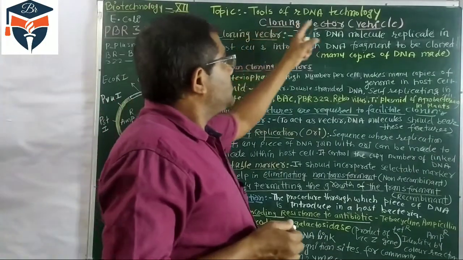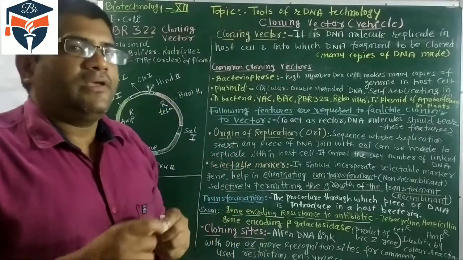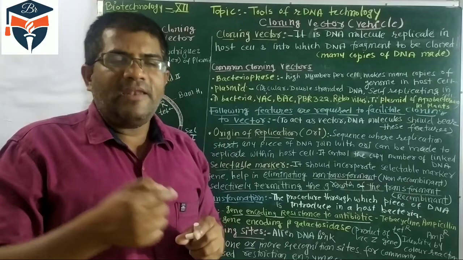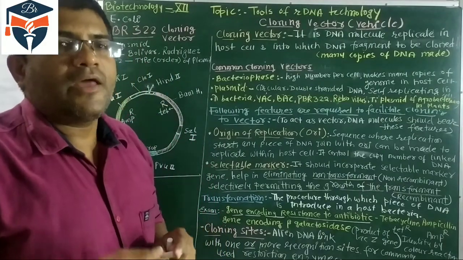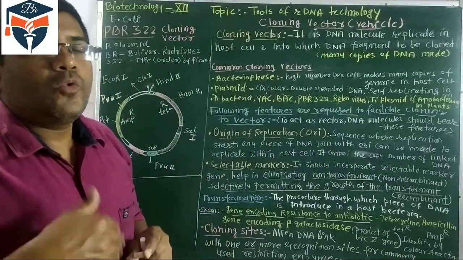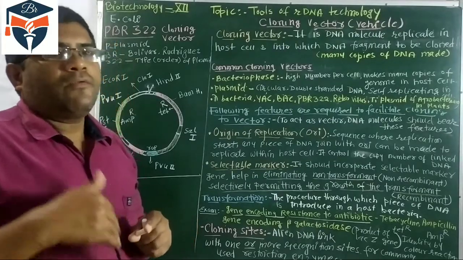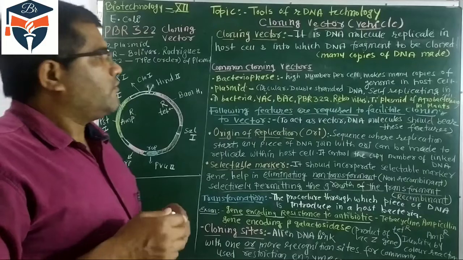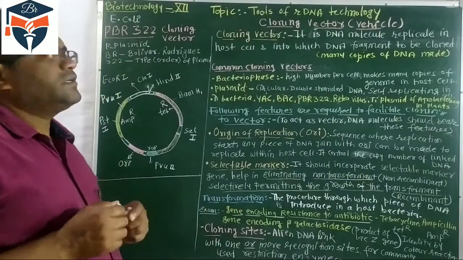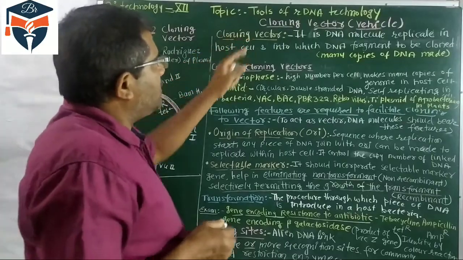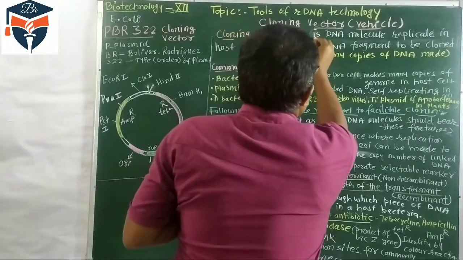So what is the cloning vector, or why is it called the cloning vehicle? Because here the desired piece of DNA is combined with the cloning vector and then it is inserted into the host cell or host organism. So it is called a cloning vehicle or cloning vector. Students, first we should understand what we mean by cloning vector.